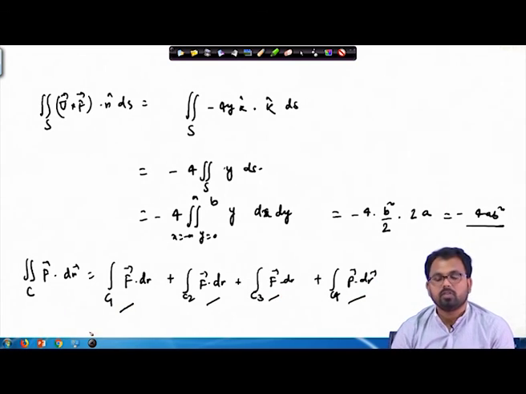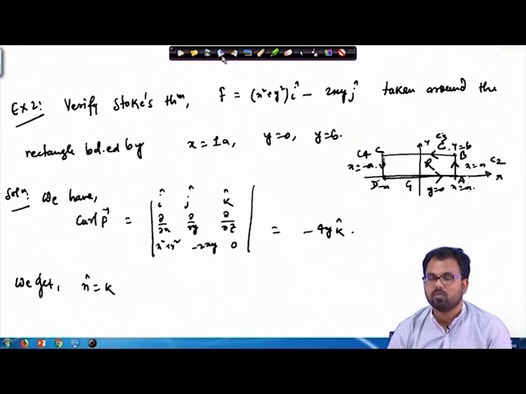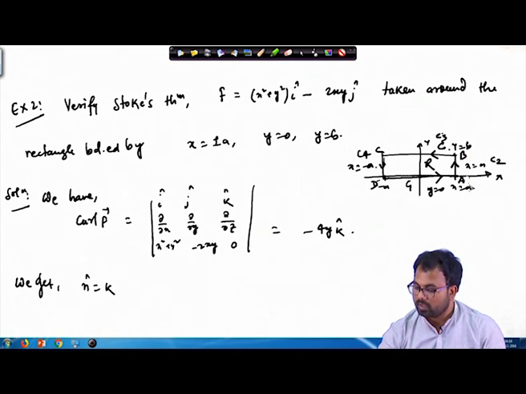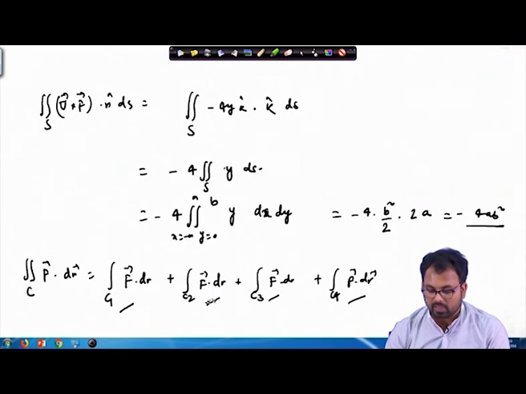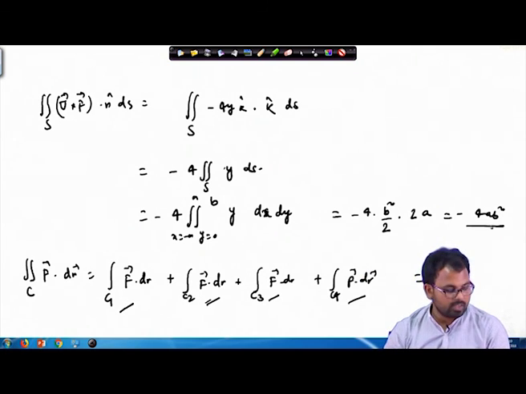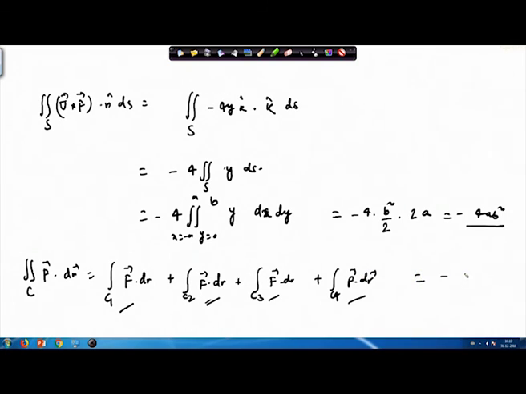When you evaluate over C1, you have to take care of the fact that on C1 we have y equals 0, so dy is 0, and you just integrate from minus a to plus a. That will be the value on C1. Similarly, when you are integrating on C2, you take x equals a and y varying from 0 to b, so dx will be 0 and x is a. We calculate the second integral, similarly the third and fourth, then you sum all of them and you will see that the required answer is minus 4 a b square, and therefore Stokes theorem is verified.